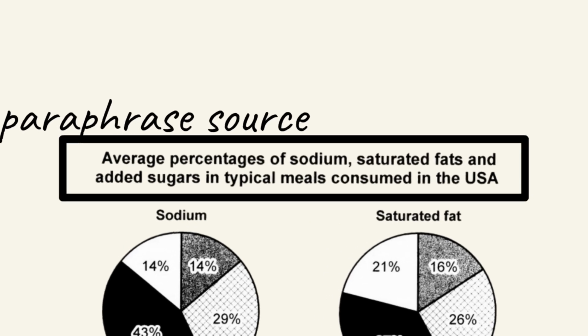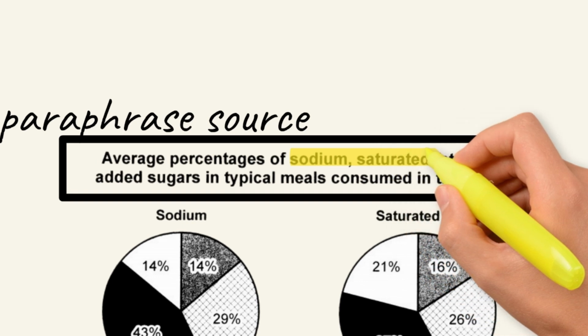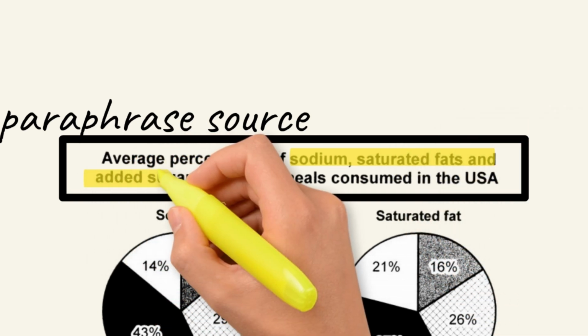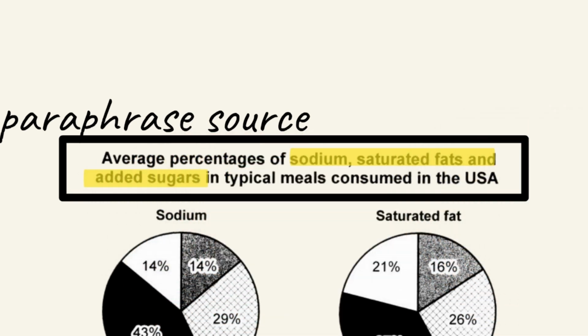The title here says, average percentage of sodium, saturated fats, and added sugars in typical meals consumed in the USA. This title specifies the 3 nutrient categories: sodium, saturated fats, and added sugars, and indicates that the data is from the country USA. Then read the 3 charts.